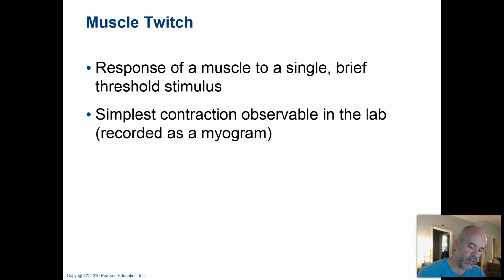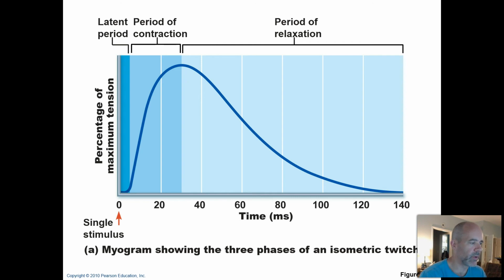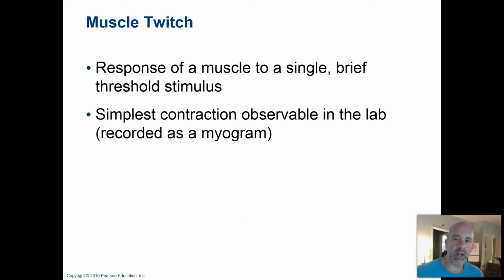Okay, what a muscle twitch is, let me see, do we have it on the next? Yes, we do. What a muscle twitch really means is it's a response of a muscle to a single brief stimulus, threshold stimulus. So you generate an action potential across the skeletal muscle membrane, that sarcolemma, and that leads to some cross bridging between actin and myosin.